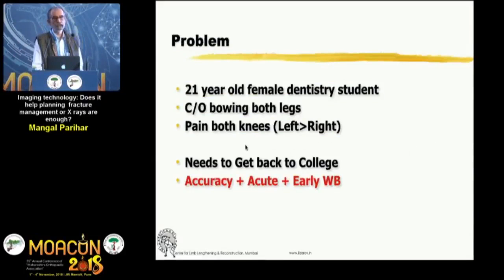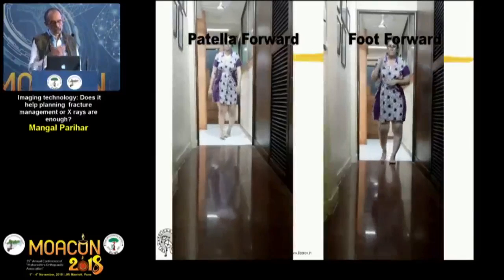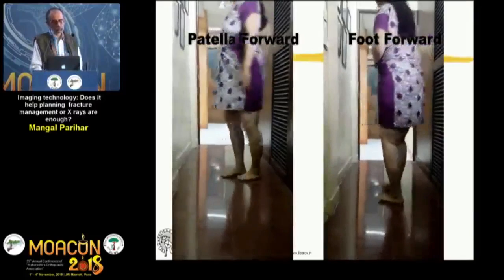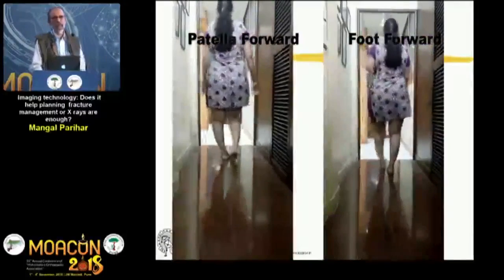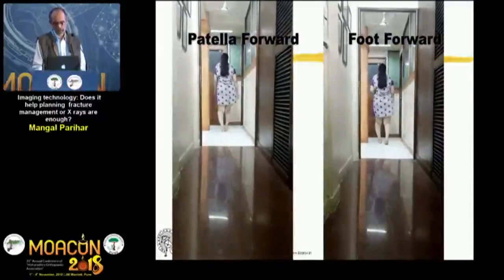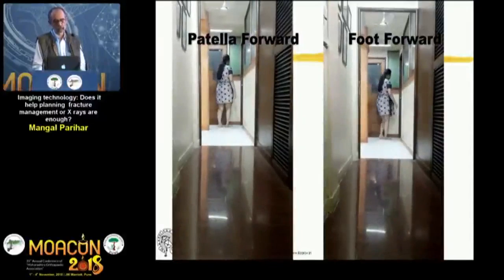But her issue was she needed to get back to college, so we needed accuracy, we needed to do it acutely, and we needed to allow early weight bearing. So that's her walking with the patella forward and with the foot forward. You notice that there seems to be an internal rotation deformity, and this happens quite often with patients who have a varus deformity.